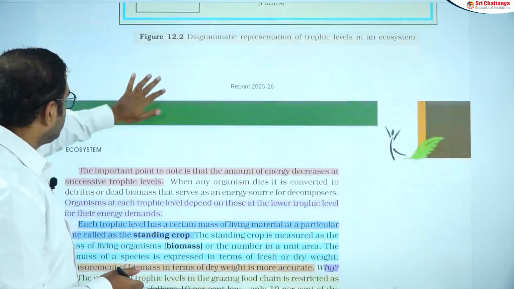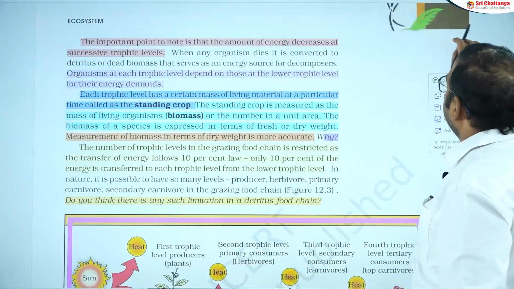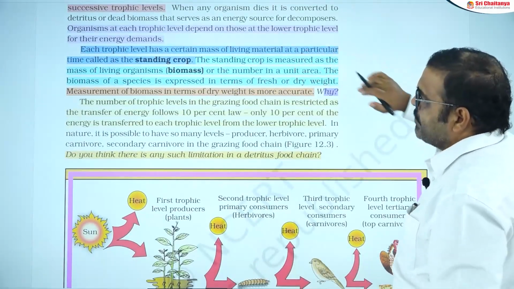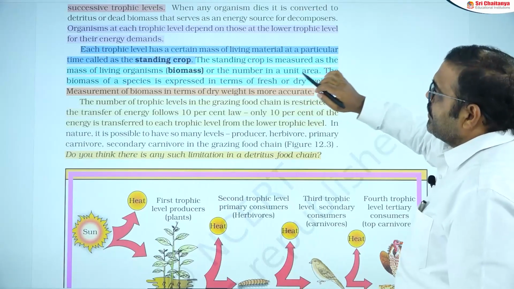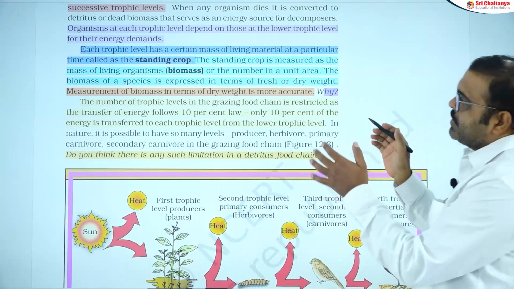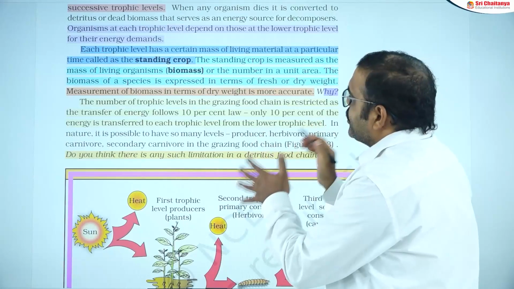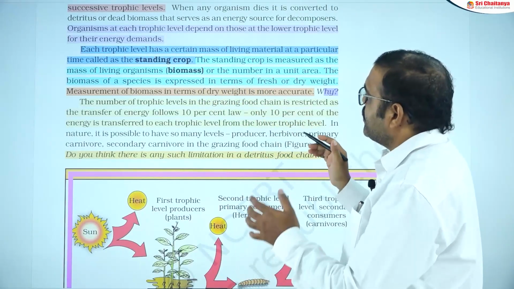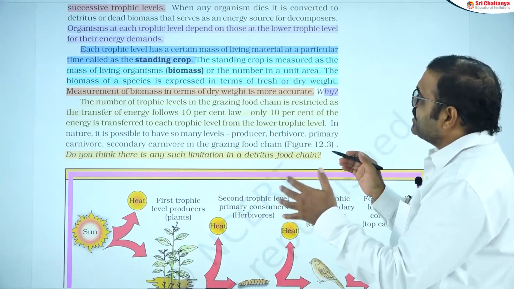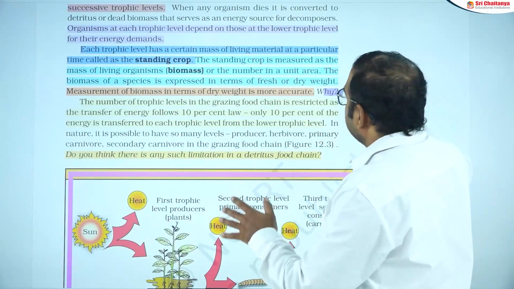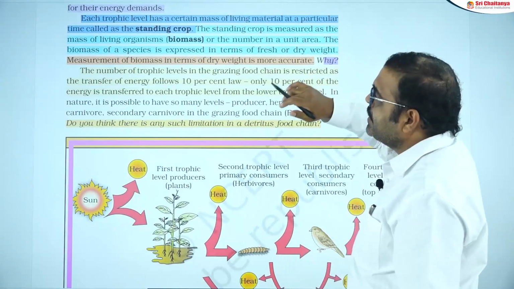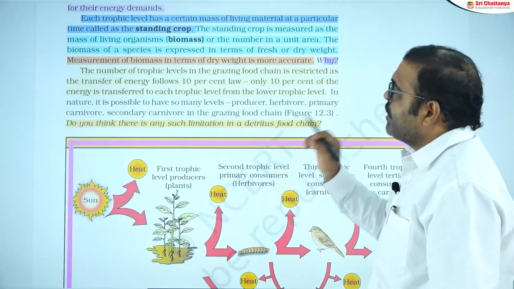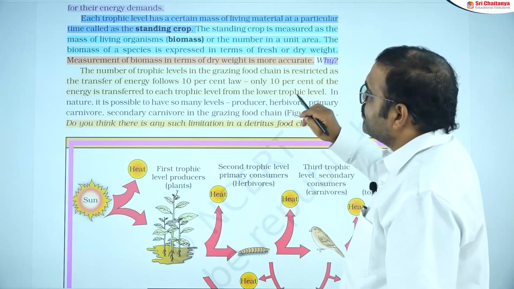The next point is important: the amount of energy transfer. Every organism in every trophic level depends on its lower trophic level. Each trophic level has a certain mass of living material at a particular time, known as the standing crop. Standing crop is measured in the form of biomass. Biomass means the amount of organic matter accumulated over a particular time period. Dry weight is more accurate than wet weight, because water has no energy value. That's why dry biomass is more accurate.